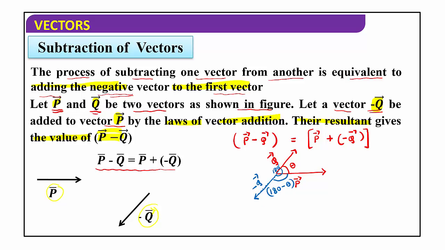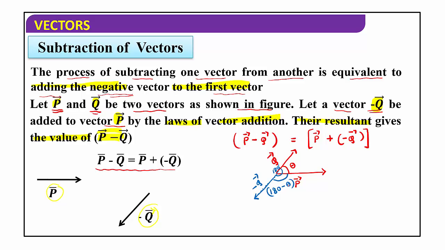We considered two vectors, vector P and vector Q. The angle between these two vectors is theta. But we want a negative vector. So I considered another vector minus Q, which is in the opposite direction to the positive vector Q. Then the angle between the positive vector and the negative vector, we got 180 minus theta. Now we can use the parallelogram law of vector addition.